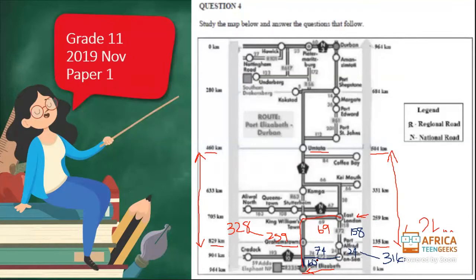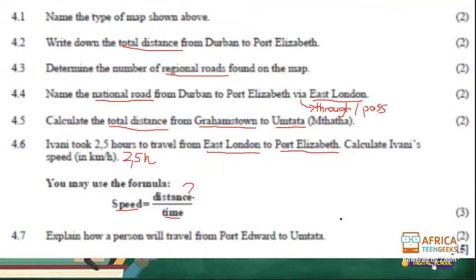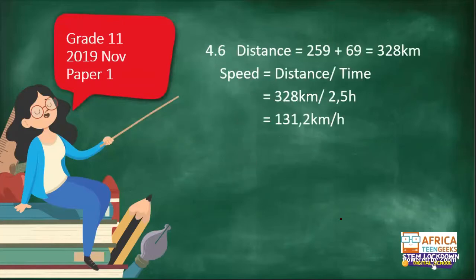Remember, 259 only is the distance between PE and King Williamstown. You also still need to travel another 69 to reach East London, right? So it's a bit tricky because I didn't tell you which road I'm using. But I'm assuming that you're using the N2. Then after that, all you need to do is calculate. Here I've used 328 because I'm assuming that it is the N2. Sometimes the questions are not clear, so in this case we'll give two answers. This is the N2, so divided by time, it will be 131.2 kilometers per hour.